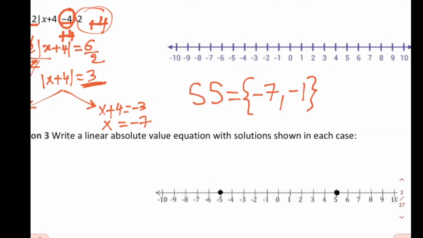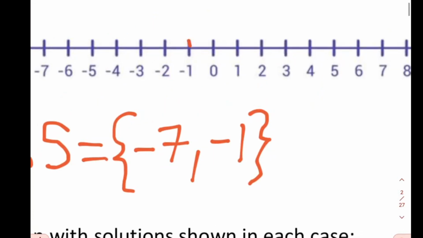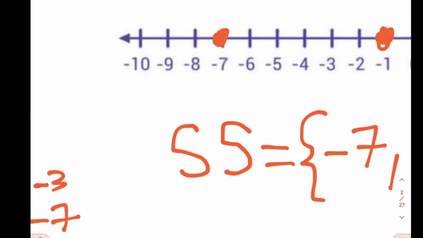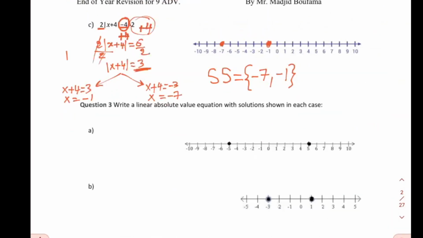Now you plot them, just go to negative 1 and put a dot, and go to negative 7 and put a dot. When you are done, that's it.